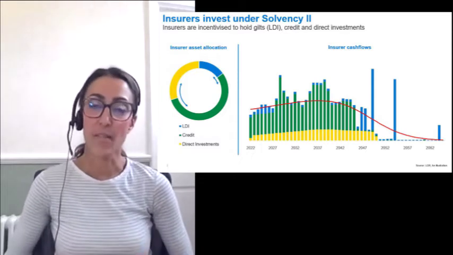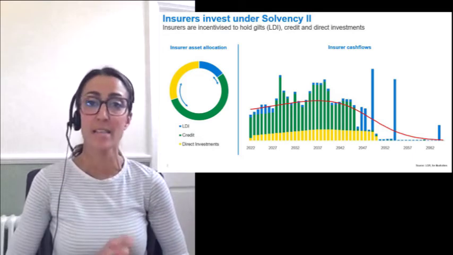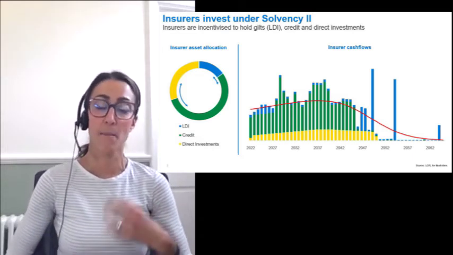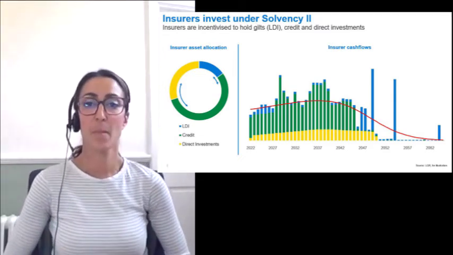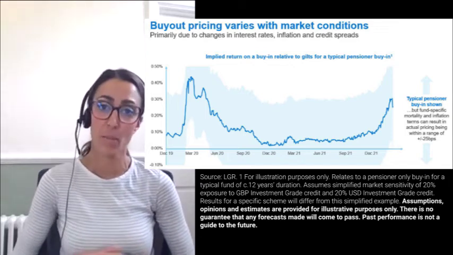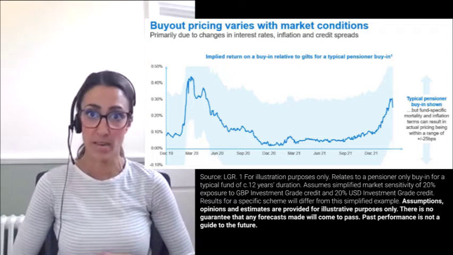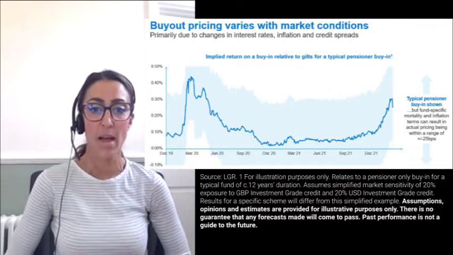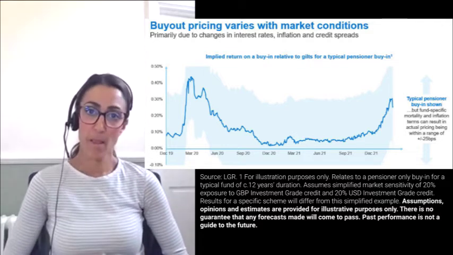It's probably worth noting that different insurers, although we invest in the same underlying asset classes, can invest a different proportion in those asset classes, which means that market conditions will affect our pricing in slightly different ways. If I move to the second chart, this shows how buying pricing for a typical pensioner portfolio has changed over the period since December 2019. It shows the implied return on the buy-in relative to a portfolio of gilts.